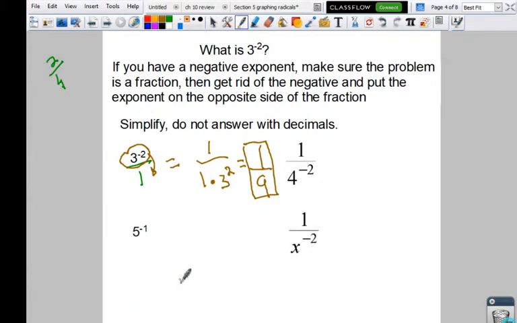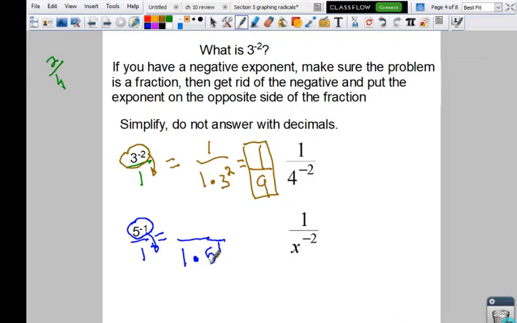Okay, let's do this next one. We're going to do this 5 to the negative 1 down here. So, this isn't a fraction, so I got to make it a fraction by going over 1 like that. And to simplify, I want to get rid of my negative exponent. So I'm going to take this 5 to the negative 1, and I'm going to flip it to the bottom. And when it gets flipped to the bottom, there's already a 1 there. And the negative is going to go away. And it's just going to be 5 to the 1.